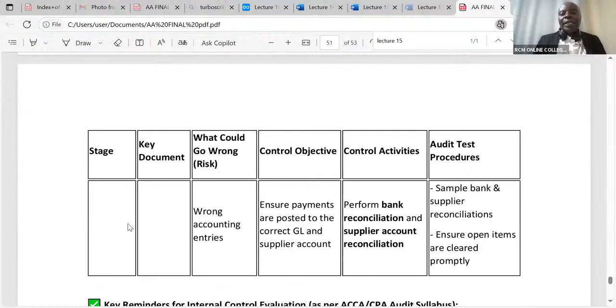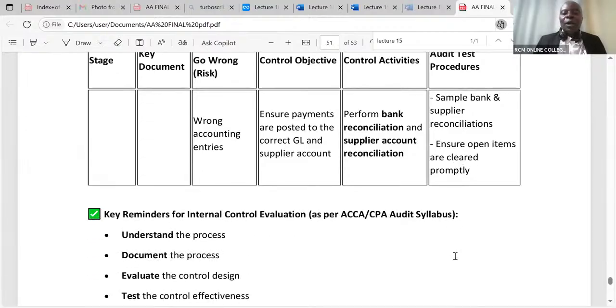So anything else that could go wrong? Wrong accounting entries. The control objective here will be to ensure payments are posted to the correct general ledger and the supplier account. Control activity will be to perform bank reconciliations, because now we are involved in issues to do with payments. So you do bank reconciliations and supplier account reconciliations. As an auditor, I will obtain sample bank and supplier reconciliations. And of course, always ensure open items are cleared promptly.